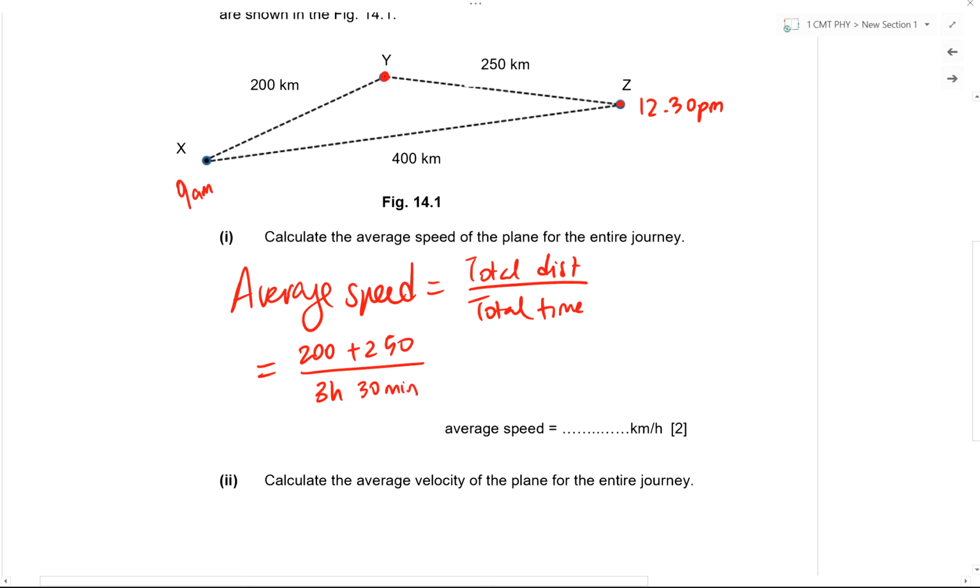So now in terms of kilometers per hour, my numerator is already in kilometers. My denominator, is it in terms of hours? 3 hours 30 minutes, is that in hours? Not exactly, that 30 minutes. How do we convert 30 minutes to hours? 0.5, so what is my denominator now? Yes, 3.5 hours, good. So calculator, 450 divided by 3.5, and I get 128.57. Round off to how many SF? What did your maths teacher tell you? 3 SF. Same for physics, 3 SF. So this becomes 129 kilometers per hour.